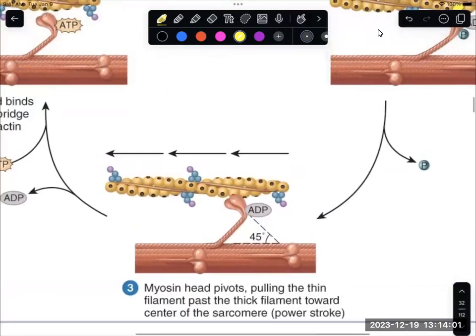Step 3. This myosin head pivots because of the energy that was created by breaking that ATP into ADP plus phosphate. We lose the phosphate when we attach the myosin head. It allows that myosin head to pivot its head with that energy that was stored in that head from breaking down that ATP. That is called the power stroke.